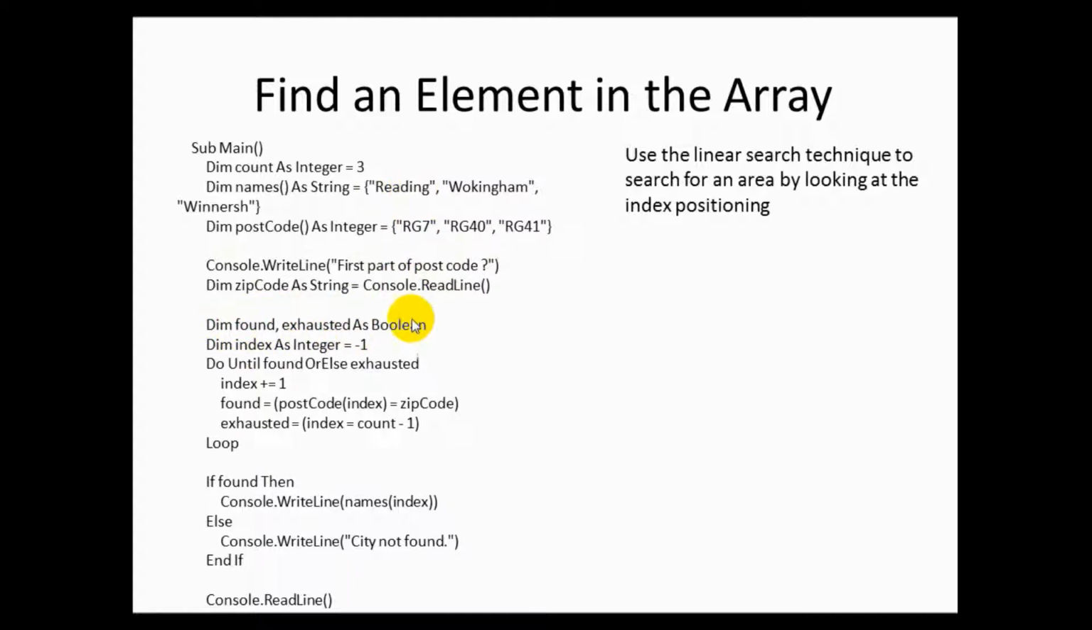Found, exhausted as Boolean. We've got to have, once again, because it's a do until, a way of exiting. Now in the past, you'll remember we've created counts, and if count equals less than 0, then we can exit the program. That's one way to do it. But this is an interesting way where we have this variable called exhausted, which is a true or false. And if we've gone through the whole list and we haven't found a match for the part postcode, we exit the program, which is great.